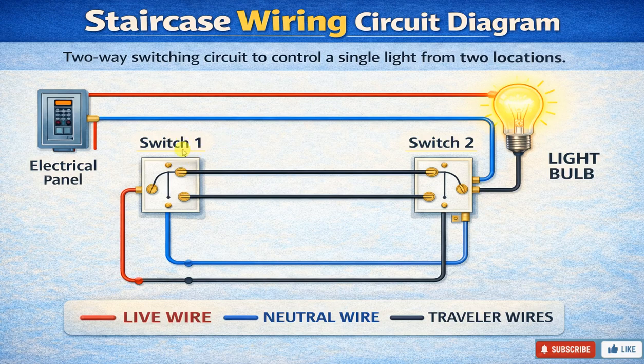Now let's suppose switch 1 is at location A and switch 2 is at location B. From switch 1, meaning from location A, we can control this light bulb, and when you reach the switch at location B, from that location also you can switch it on and off. That is possible with the help of staircase wiring.